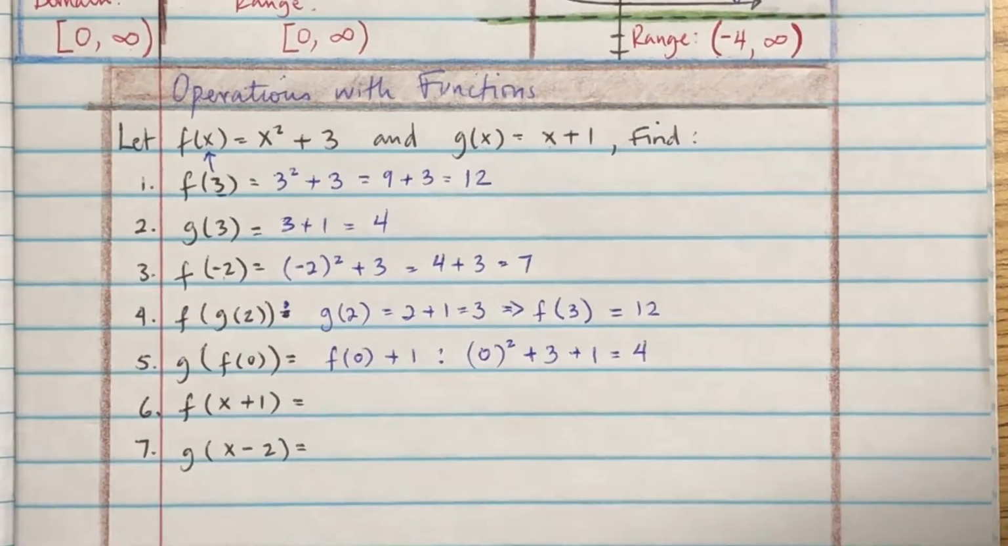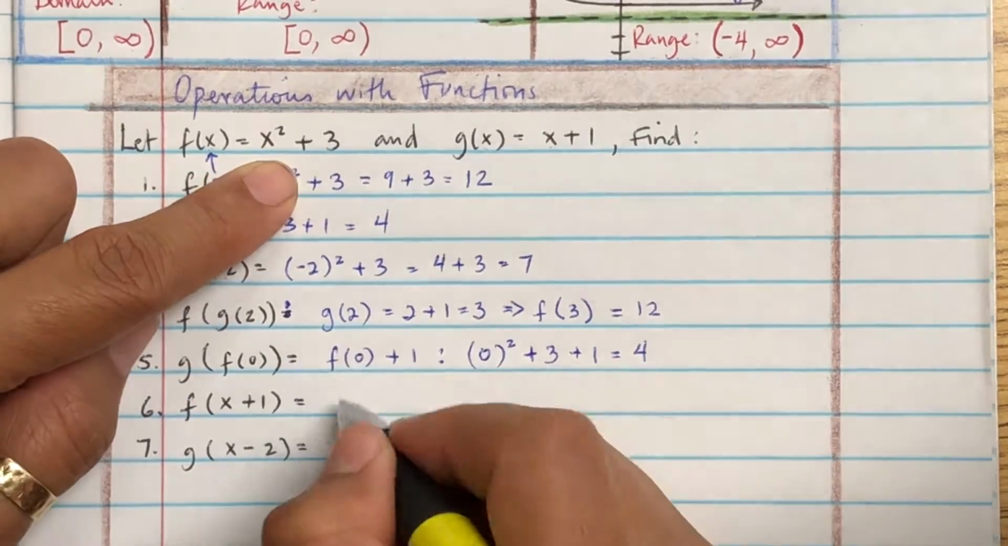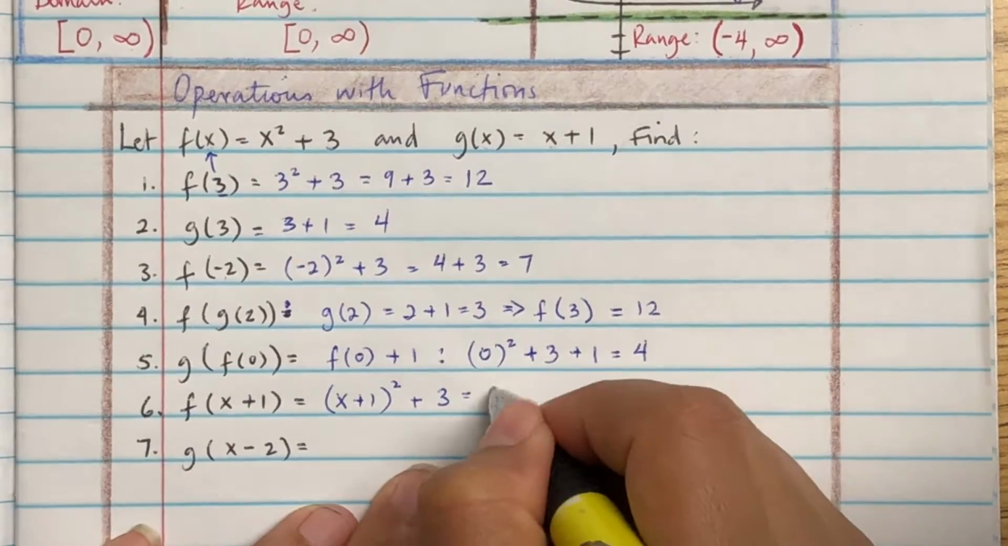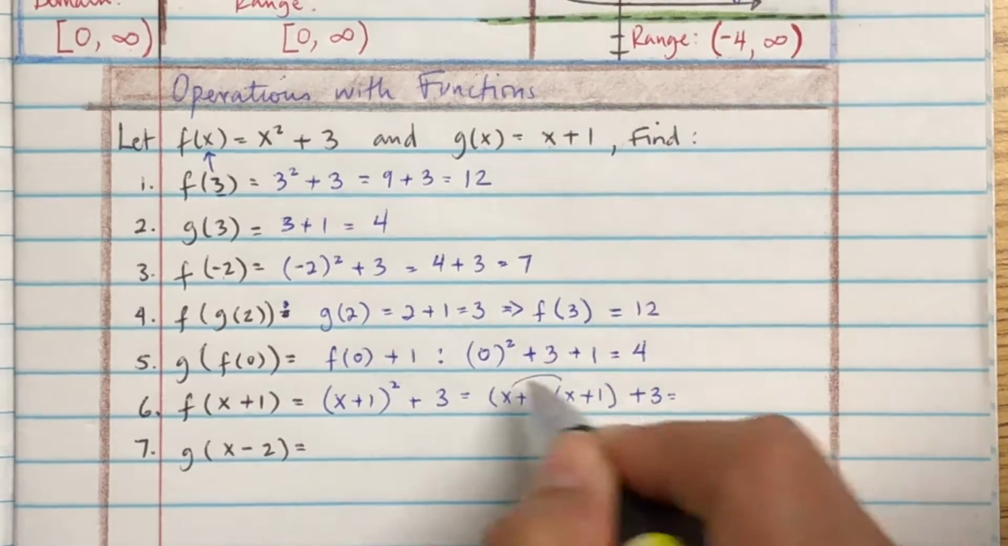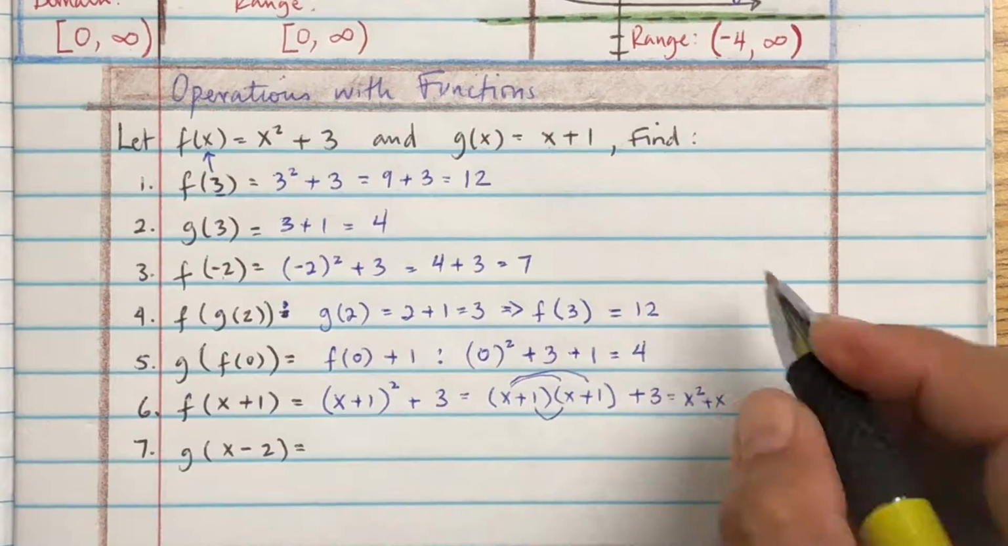So that's going to be f of x plus 1, meaning this is all x. So wherever I see x, I'm putting x plus 1. So I see x squared, so it's going to be x plus 1 squared plus 3. And then go ahead and open the parentheses. X plus 1 squared is x plus 1 times x plus 1. Distribute.